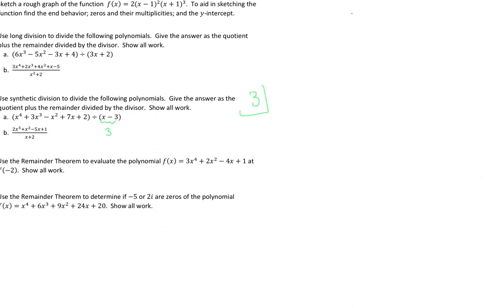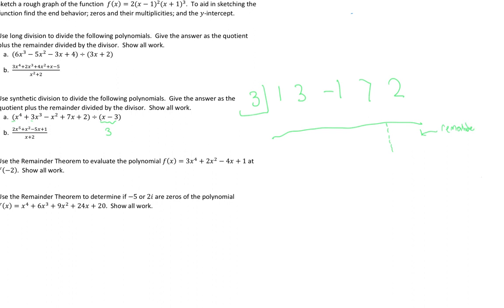And now we're going to put our coefficients. That means the numbers in front of each of the x terms. So 1, 3, minus 1, because it's a negative, positive 7, and 2. I'm going to put a line here. And the last thing I'm going to do is put a little dotted line. Whatever we get into this box at the end is our remainder.